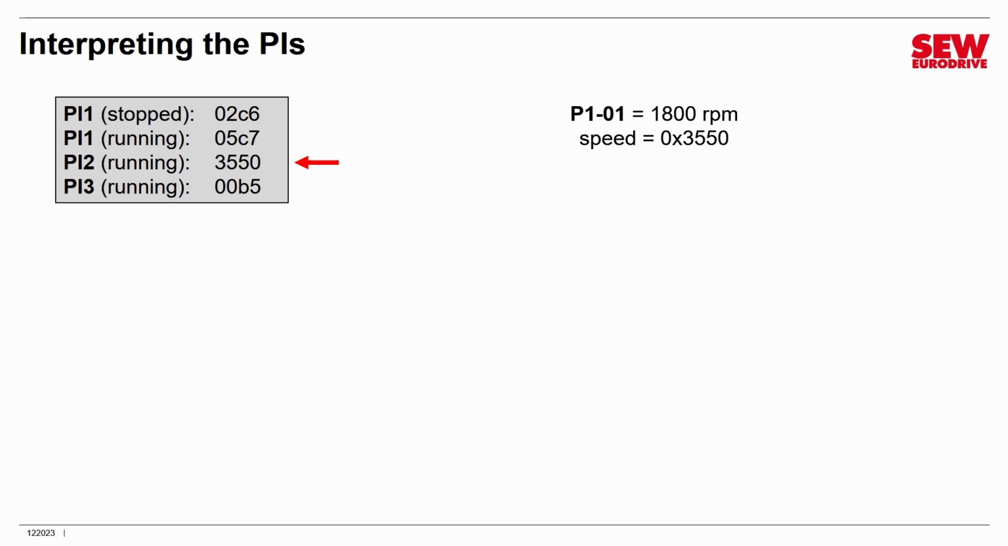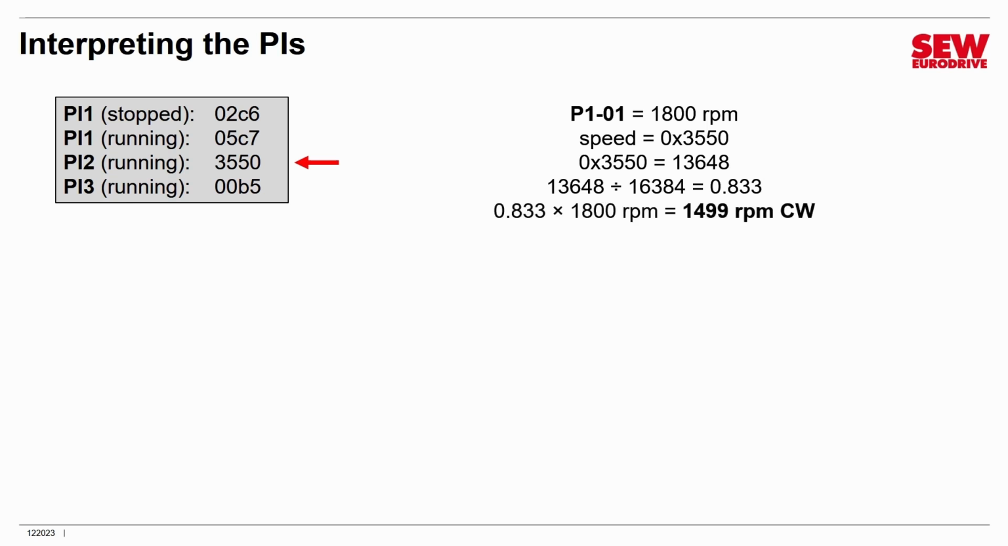And then we take that hexadecimal value coming back in PI2. We convert it to decimal, which is 13,648. It is a positive number, so that tells us we're turning clockwise. We divide that by 16,384, which is 0.833, 83.3%. We multiply that by the P1-01 value, the maximum speed the motor is supposed to turn. So we multiply that by 1800 RPM, and we get 1499 RPM clockwise. And that makes perfect sense because we were trying to run at 1500 RPM when we got this speed. So we're pretty close.